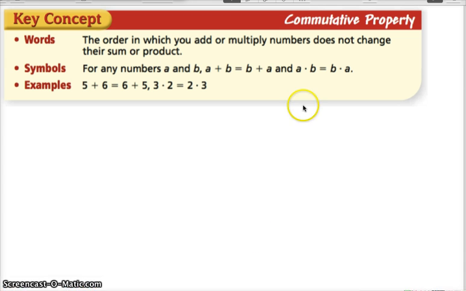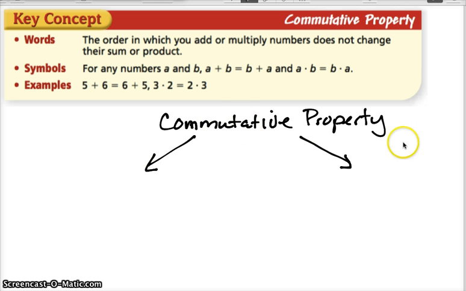And when I think of the word commutative, I see the word commute in there. And we know that commute means to travel, to go from one place to another. So I think about that when I think about this property. I think about traveling, about moving things around.